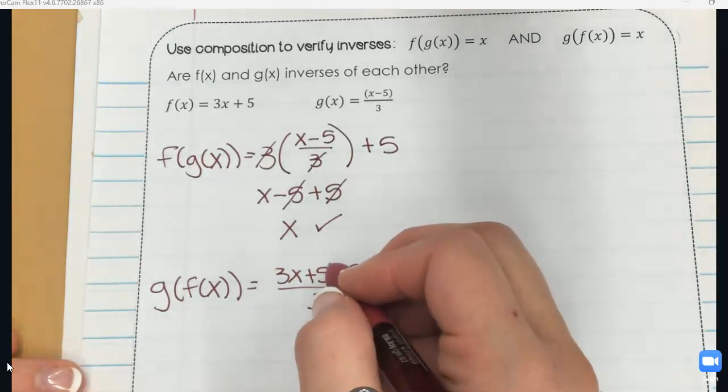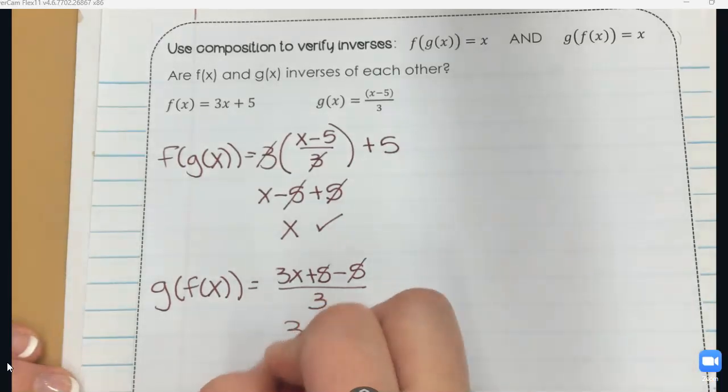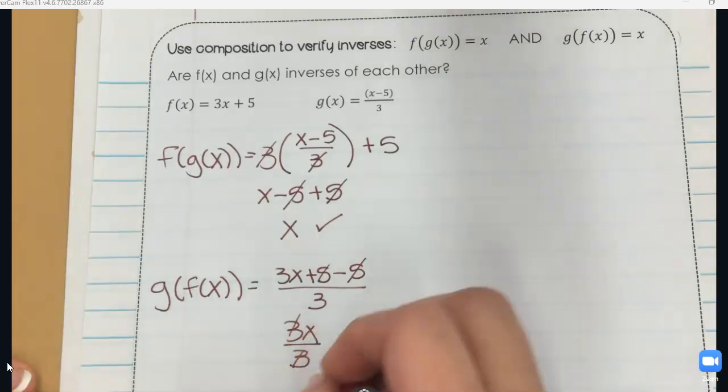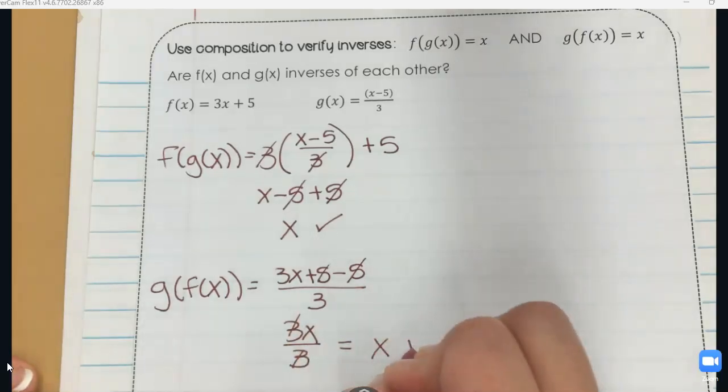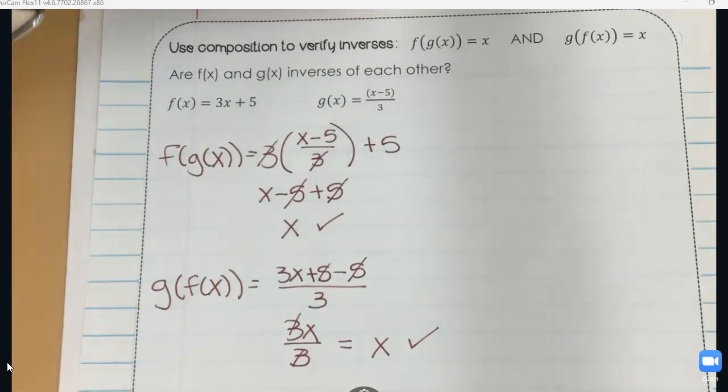Order of operations, I can do this subtraction on the top. 5 minus 5 is 0. So that gives me 3x divided by 3. Well, 3 divided by 3 is 1. So that just leaves me with x. So the composition did work both ways. Therefore, f and g are inverses of each other.